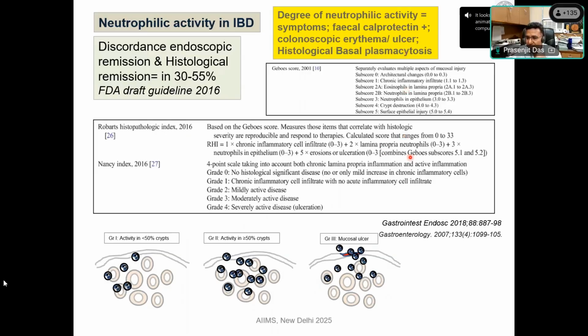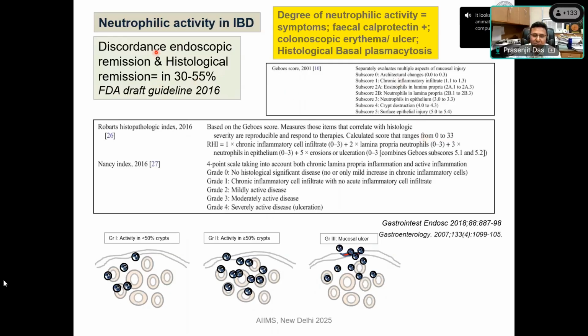Now, what are the endoscopic identifiers of neutrophilic activity? Obviously, I have just described the endoscopic findings. There will be loss of vascular pattern, granularity, ulcer, erythema. These are the endoscopic indicators that the disease is active. And then if we identify any form of neutrophilic infiltrate, that is activity for us, histopathologists.